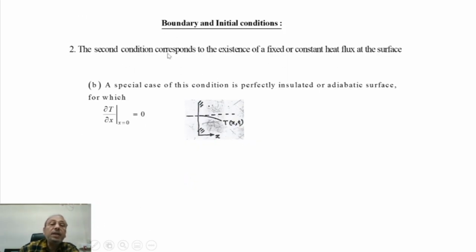The second condition corresponds to the existence of fixed or constant heat flux at the surface. We have seen that a special case of the second condition is a perfectly insulated or adiabatic surface. Heat flux is 0. So del T del X at x equal to 0 is given by 0. It is basically the condition for an insulated surface.